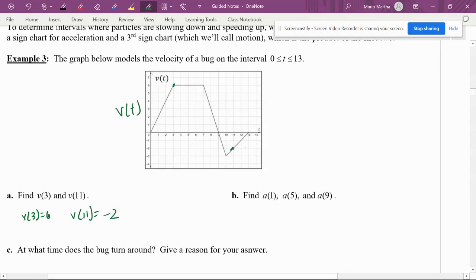All right. And then the acceleration. So the acceleration is the prime, right? So a of t is the first derivative of velocity. So what we want to do here is just find the slope at 1. So here at 1, for me to go to the next point on the grid would be just 2 over 1. So a of 1 equals +2. A of 5, if you notice, it's horizontal right there, so the slope there would be 0. And then a of 9 is equal to -3.